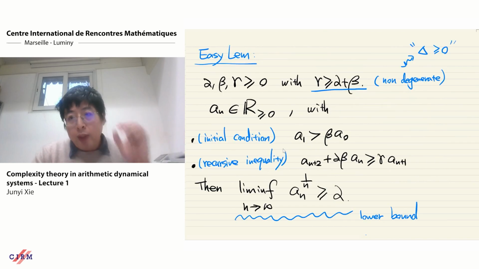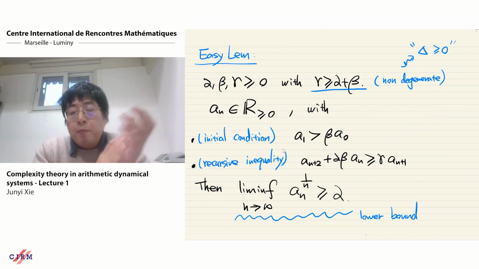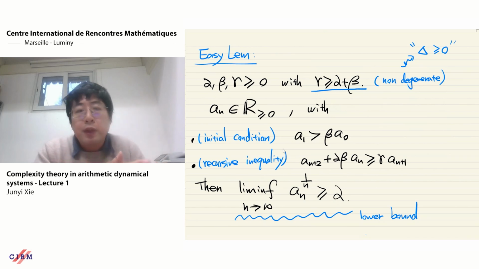Okay, and I think then here we need to use some very simple things. We need to use the following observation, and we call it the easy lemma. It is as follows. You have alpha, beta, gamma, three non-negative numbers satisfying gamma larger or equal to the sum of alpha and beta, and a_n is a sequence of real numbers with the following two conditions. The first condition is that a1 is strictly larger than beta a0. The second condition is a_{n+2} plus alpha beta a_n larger or equal to gamma a_{n+1}. Then we get the following lower bound: liminf a_n^{1/n} larger or equal to alpha.